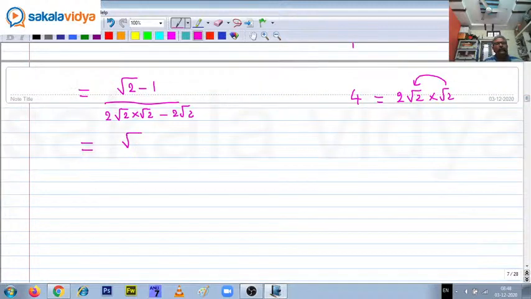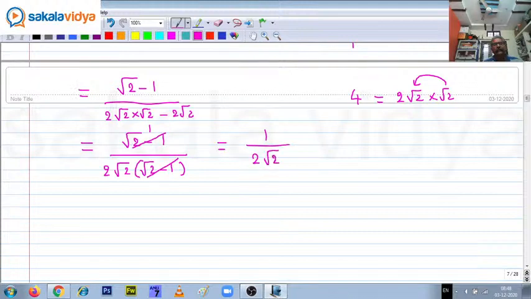So we have root 2 minus 1 upon 2 root 2 is common. We have root 2 minus 1, root 2 minus 1 gets cancelled. We have 1 upon 2 root 2.